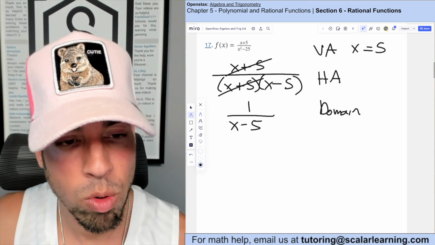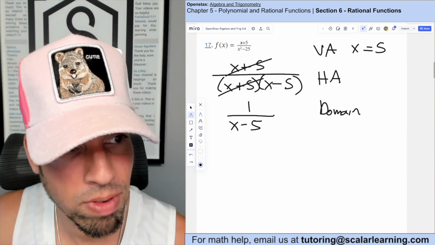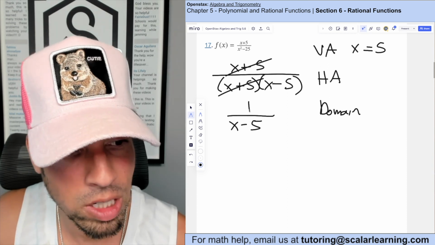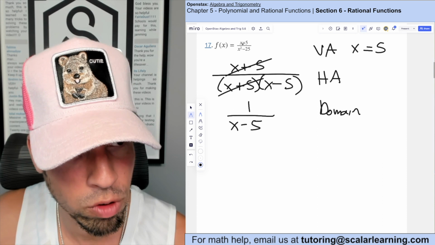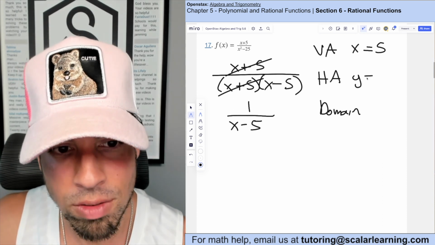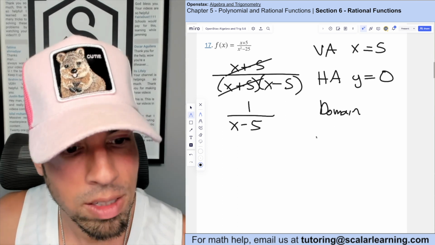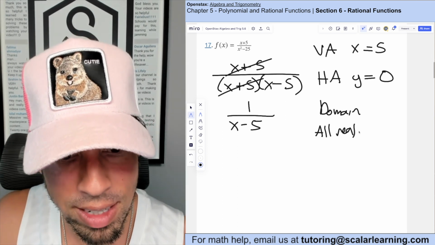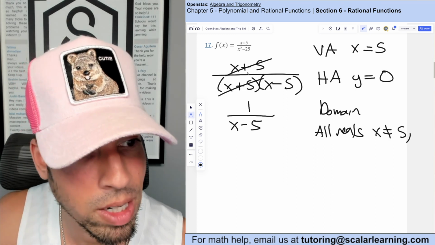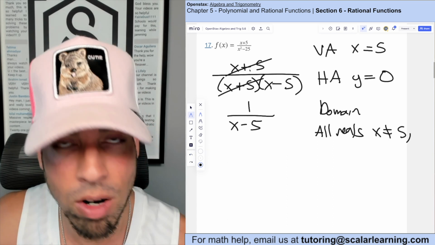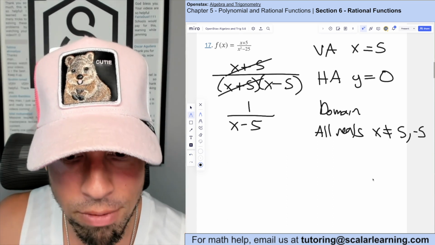Now we're talking about the horizontal asymptote, both before we simplified and in the simplified version. Either way, the degree on the bottom is bigger than on top, right? That's 1, that's 0. Here it's 2 versus 1. Either way, that gives us a horizontal asymptote of 0. And last but not least, our domain is going to be all reals except x does not equal 5. That's our vertical asymptote. But don't forget about that -5. There's also going to be a hole at -5. So it's all reals except for that hole and that vertical asymptote.